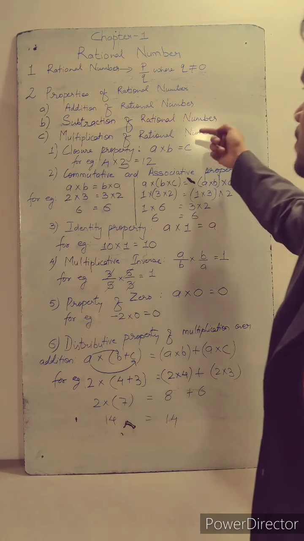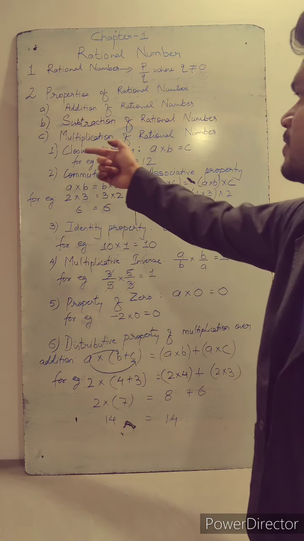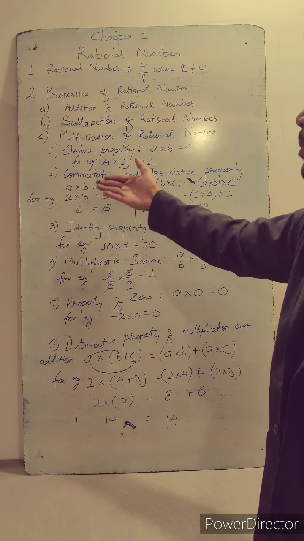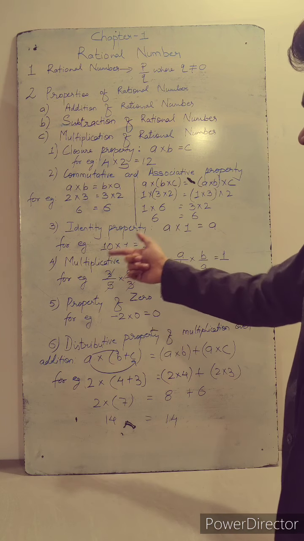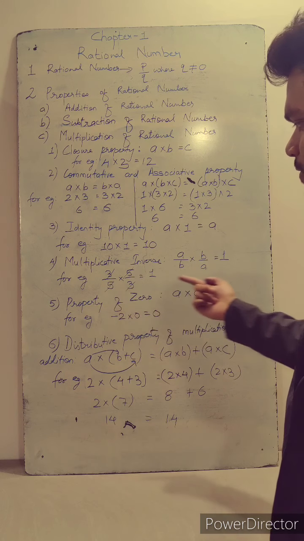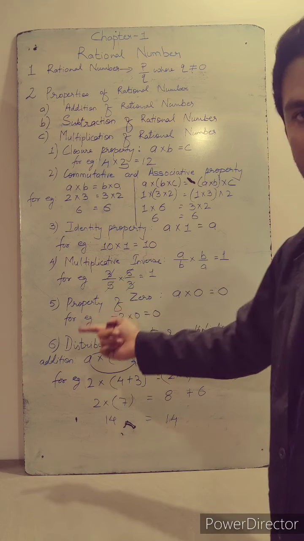Third property is multiplication of rational numbers, which includes these many properties. First property is closure property. Second, commutative and associative. Third, identity property. Fourth, multiplicative inverse. Fifth, property of 0. Sixth, distributive property of multiplication over addition.